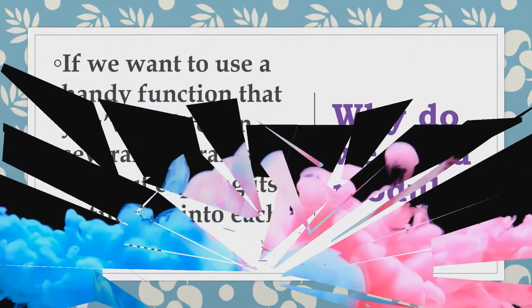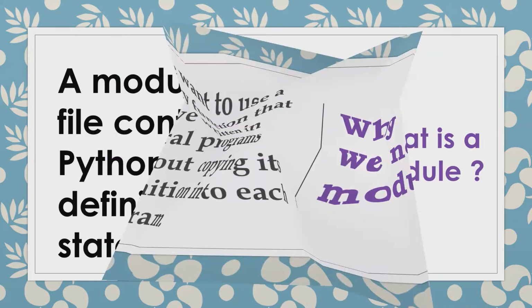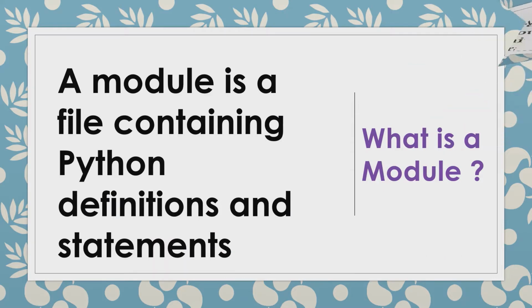If you quit from the Python interpreter and enter it again, the definitions you have made, such as function definitions and variable declarations, are lost. Therefore, if you want to write a somewhat longer program, you may want to split it into several files for easier maintenance. You may also want to use a handy function that you've written in several programs without copying its definition into each program. To support this, Python has a way to put definitions in a file and use them in a script or in an interactive instance of the interpreter.